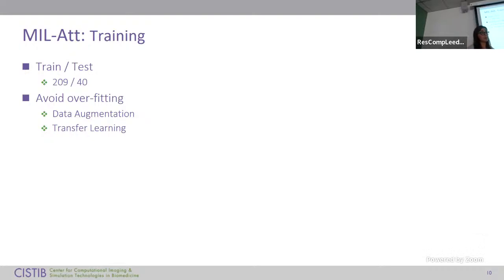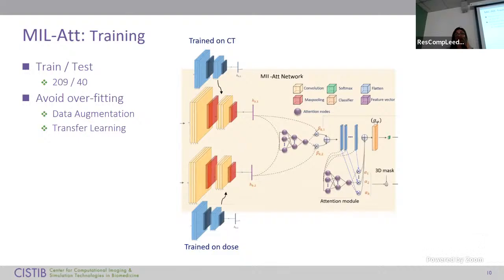We divided the data set into 2 subsets, train and test, and you know that a size of 315 is not good for deep learning, so we had to do something to avoid overfitting. We did data augmentation for the minority class, and then we used transfer learning. We trained 2 separate autoencoders on our CT and dose data sets, only on the training data set. And then we transferred the weights to our encoders.